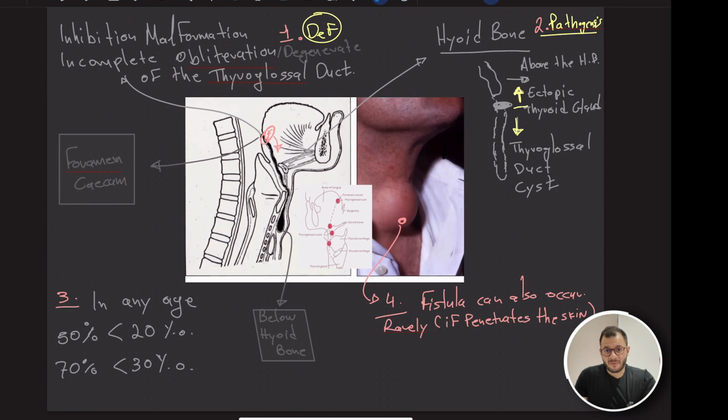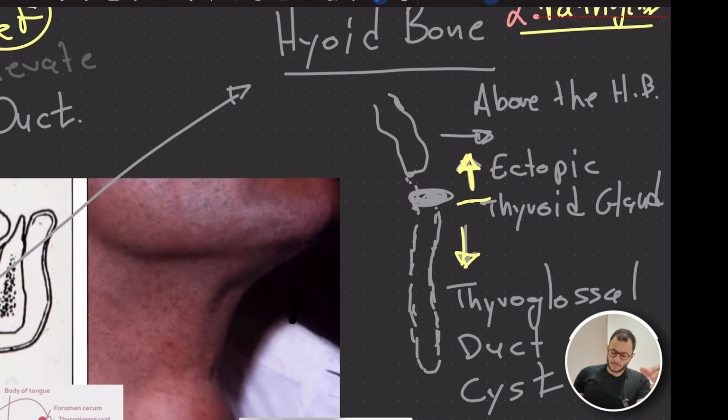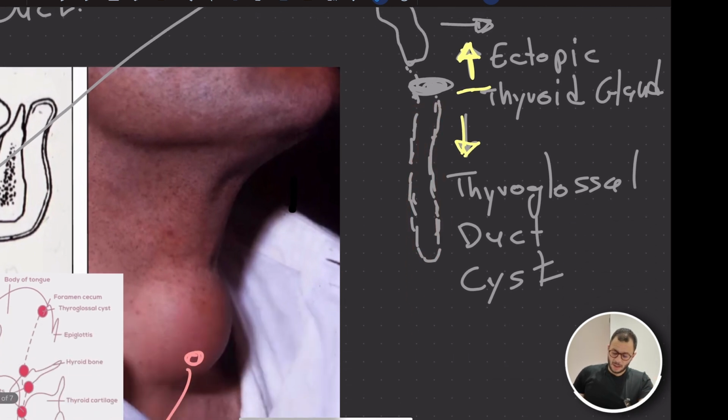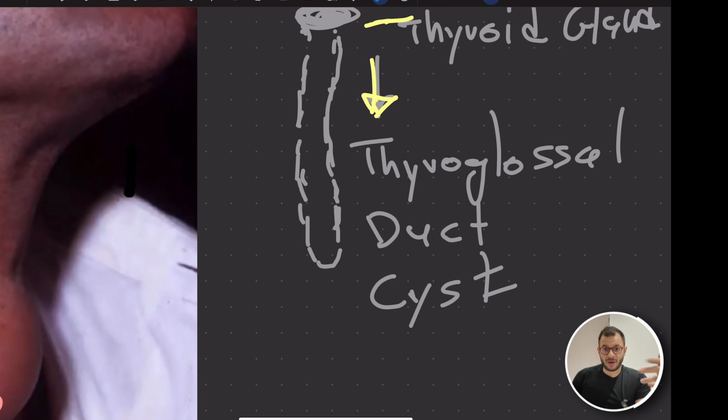Now, there are some caveats to this. For example, if the degeneration of the thyroglossal duct stops above the hyoid bone, as seen here in the picture, we have an ectopic thyroid gland that lies above the hyoid bone. And if the thyroglossal duct moves below the hyoid bone and finds its end place where the thyroid gland lies, then if we don't have a degeneration of the thyroglossal duct, we will see this thyroglossal duct cyst formation.